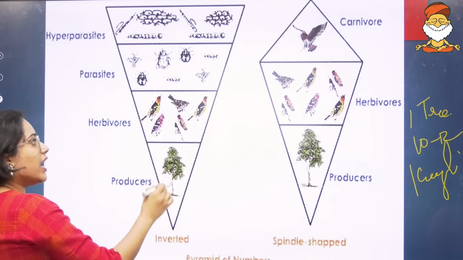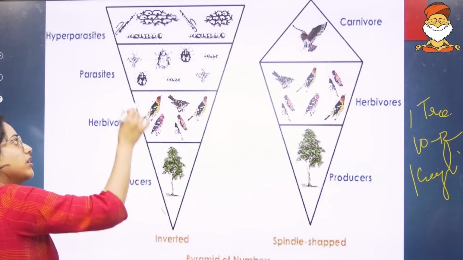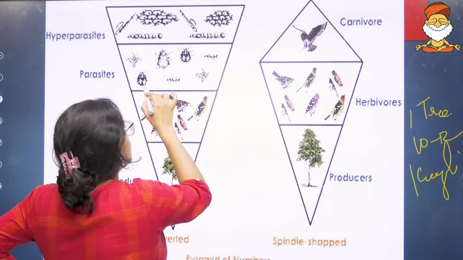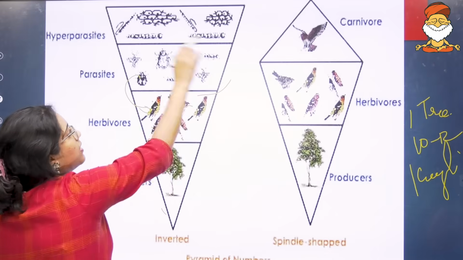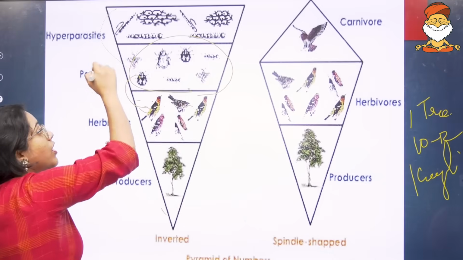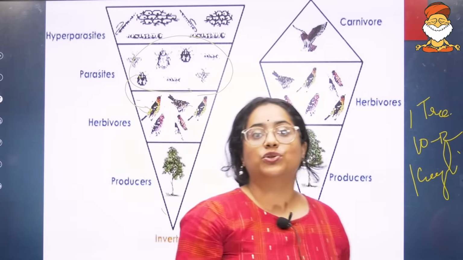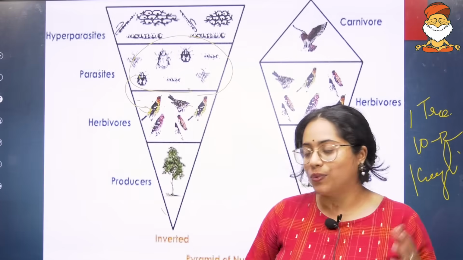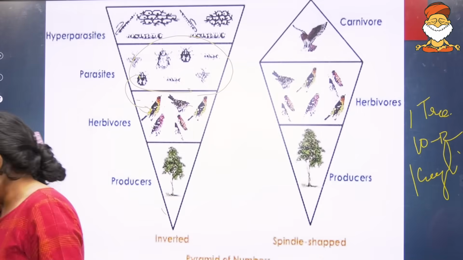In inverted, again, what is happening? If this is a tree, there are herbivores on it. Now on those herbivores, if you have multiple parasites, that is going to be at a much higher level, and on those parasites, if you have further parasites, hyperparasites, you're going to have much higher levels in this manner. So this is an inverted pyramid of numbers.